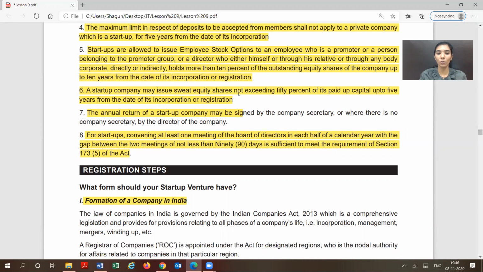Also ESOP है, फिर sweat equity shares भी है. Startup company may issue sweat equity shares not exceeding 50% of its paid up capital up to 5 years from the date of its incorporation or registration. Also एक और exemption है under the Companies Act, जो annual return होता है आपका, it can be signed by a company secretary. And अगर company secretary नहीं हो तो even the director can sign.